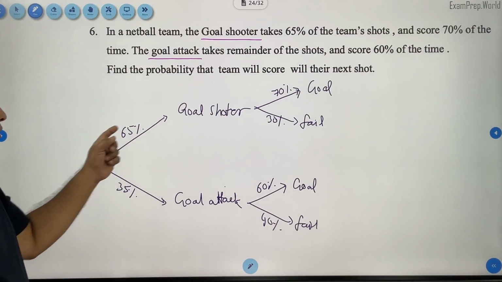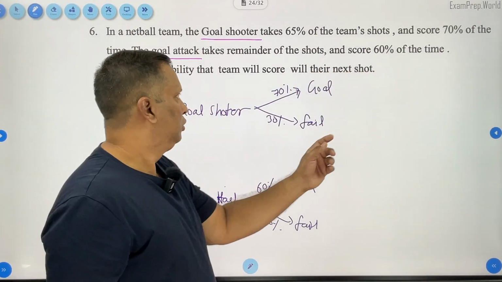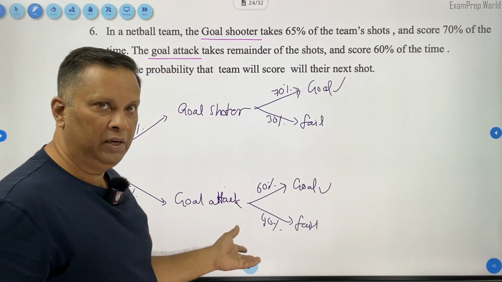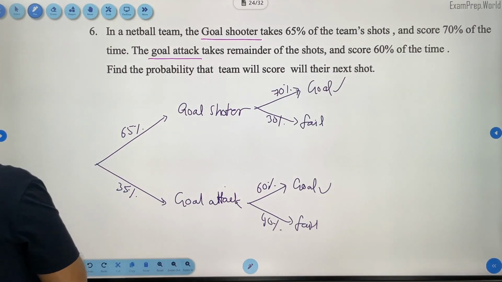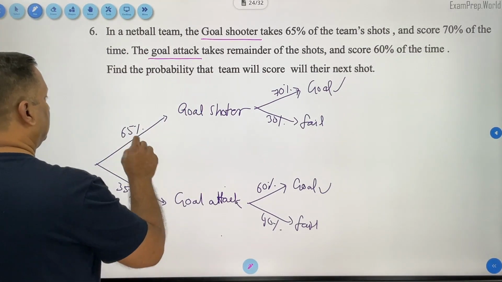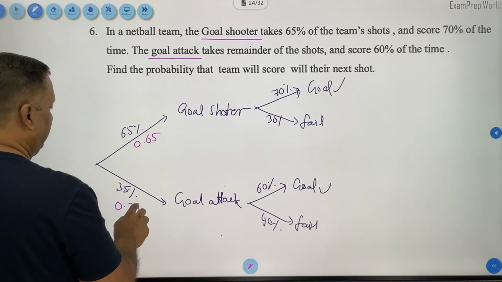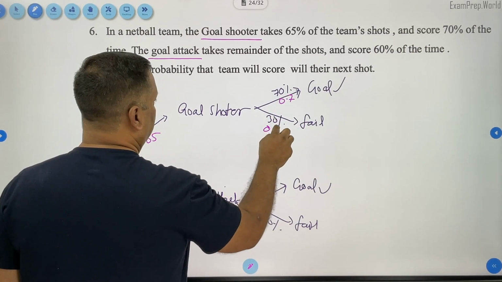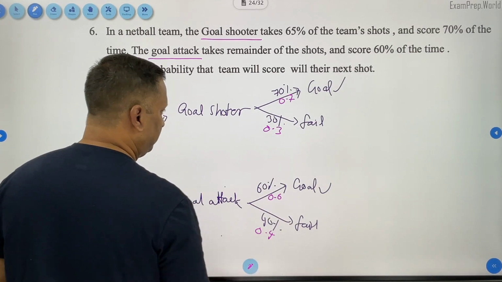Now convert all these things into probabilities. Find the probability that they will score. So here they are scoring, here and here. So we have to multiply and add the probabilities the way we have been doing. So let me write the probability in a different color. 0.65, 0.35, 0.7, 0.3, 0.6 and 0.4.